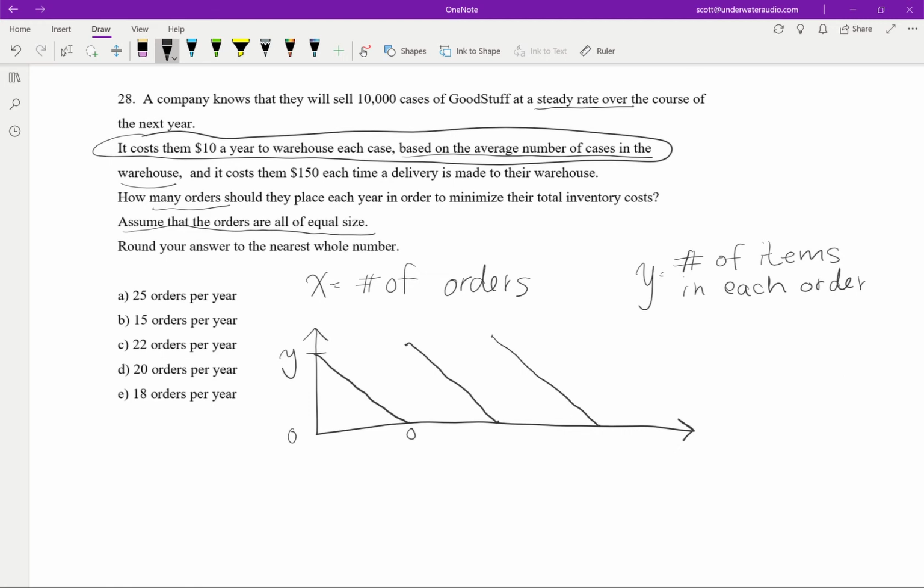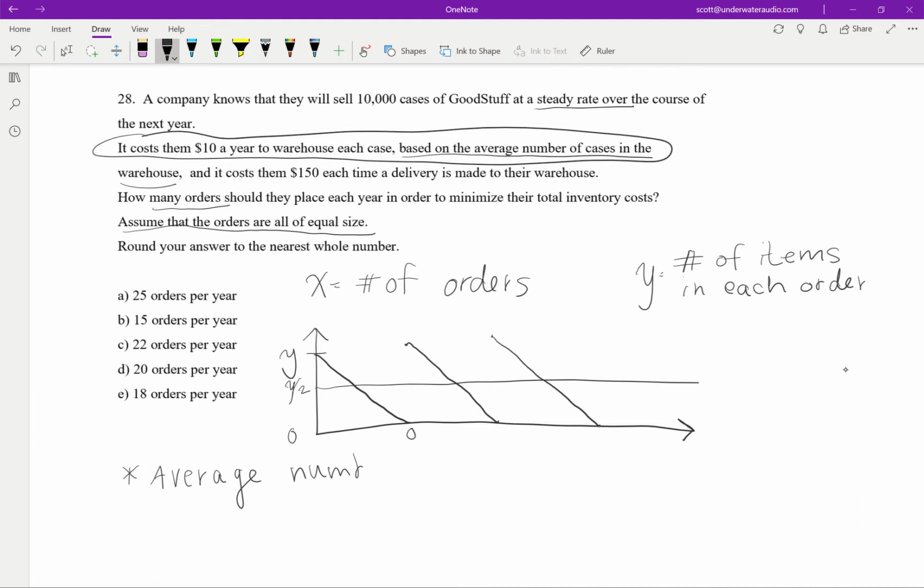So then the question: what's the average number of cases that are in the warehouse? It's kind of weird, but it would be the average, which would be halfway, Y over 2. So the average number of cases in the warehouse is Y over 2. So we're going to add this as like a little trick here.